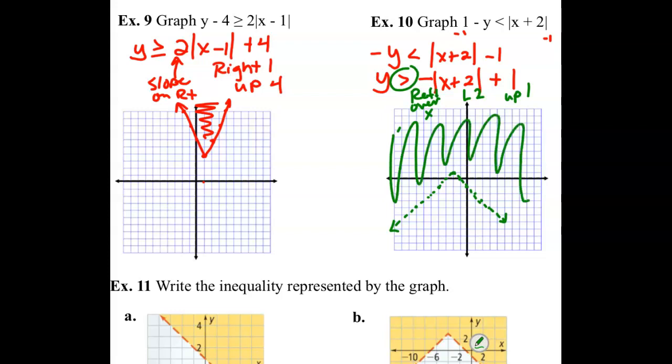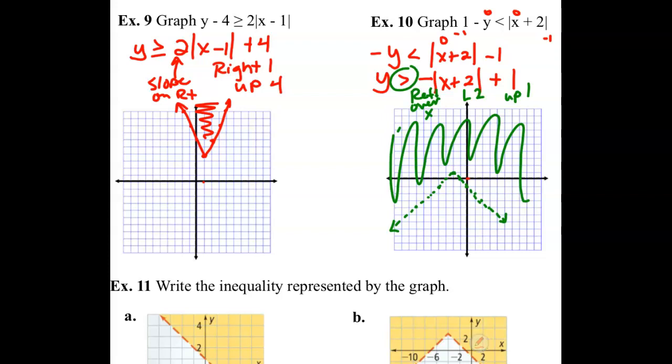Yes? Now, if we weren't sure, could we test a point? Sure. Let's try putting in 0, 0. It's not on my V. I can test it. Put a 0 here. We'll put it in our original one. The left side becomes 1. The right side becomes the absolute value of 2, which is 2. Is 1 less than 2? So it works. So we want to shade where the origin is.